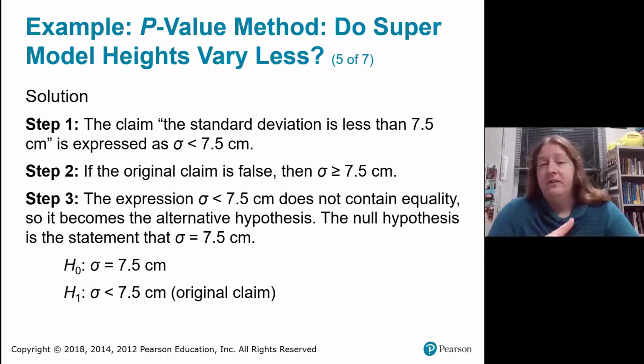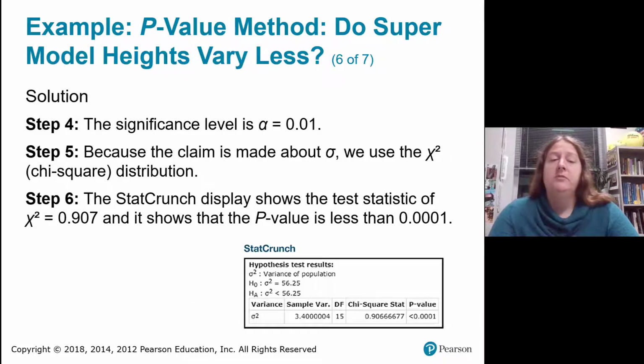Then we identify our null hypothesis by looking for where the equal sign is. So that'll be that sigma equals 7.5 centimeters. And our alternative hypothesis is identified by being the one that doesn't have an equal sign with it, which would be our claim that we were looking to test, that sigma is less than 7.5 centimeters, that original claim. So now that we have our null hypothesis and alternative hypothesis, we're going to move on.